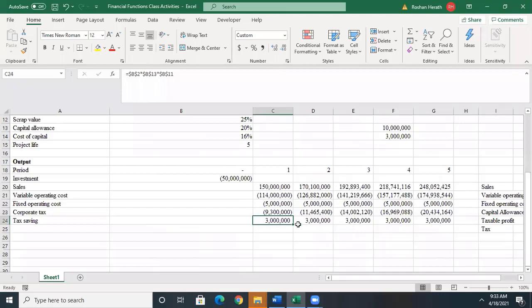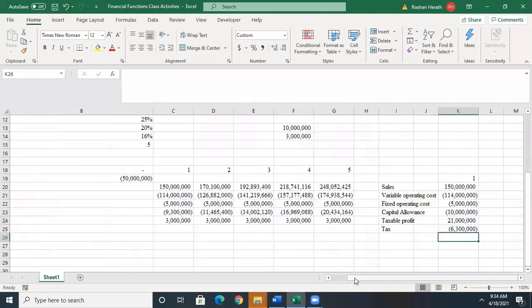Since it's an inflow, it's a kind of a benefit, we are taking it as a positive cash flow. Hope that is clear to you. If someone is not comfortable, you can work out the tax in this way. Okay.